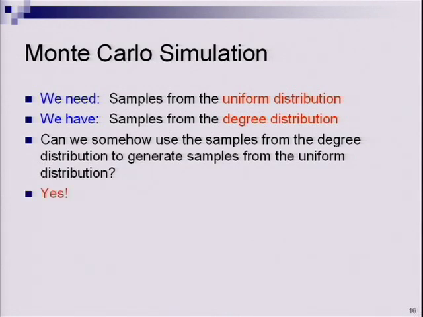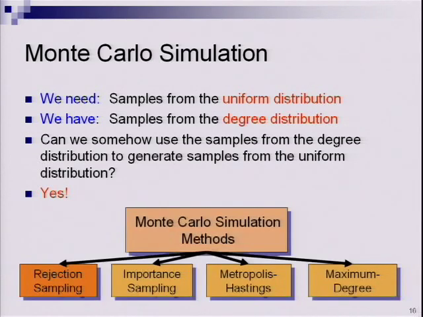Well, since I'm here, you know that the answer is yes. And actually, it's a well-studied area in statistics called Monte Carlo simulation, which addresses exactly this question: how to take samples from one distribution and simulate sampling from another distribution. In our work, we use 4 such methods. And in this talk, I will focus on the simplest one, which is called rejection sampling.